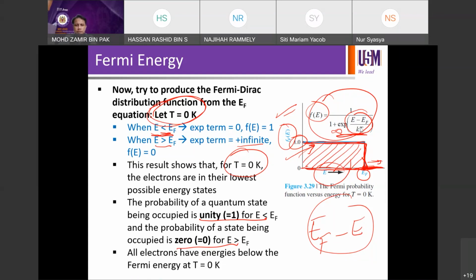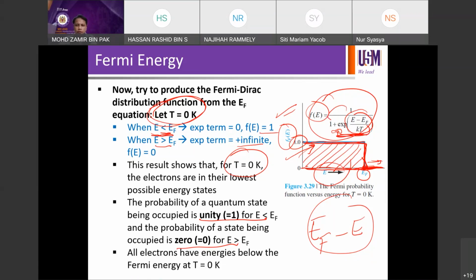Yes, the exponential term becomes 0. Okay, let me just explain again. When E is less than EF, the exponential term becomes 0 here, and then the exponential of 0 is 1, so 1 over 1 is 1. This becomes 0, and then 1 over 1 is 1. So that's why you get the probability of 1.